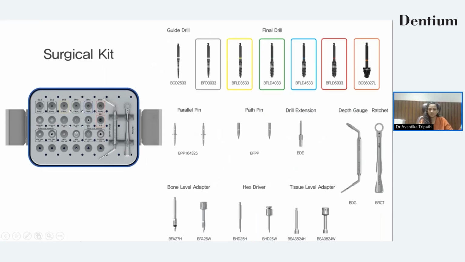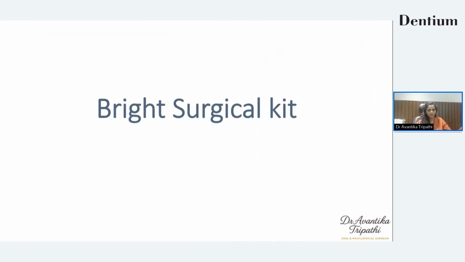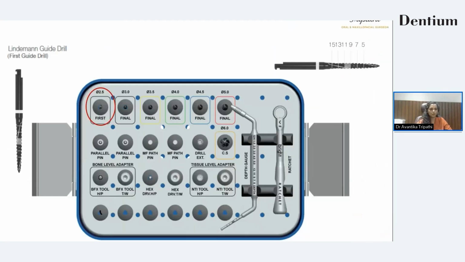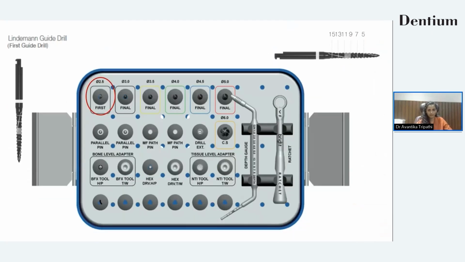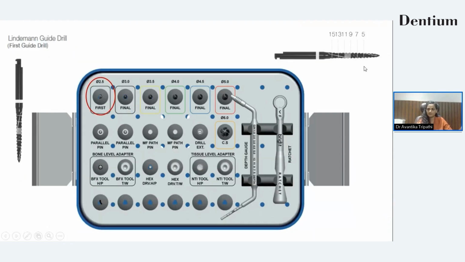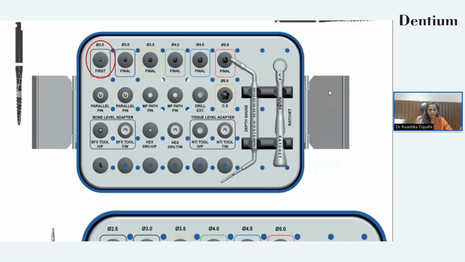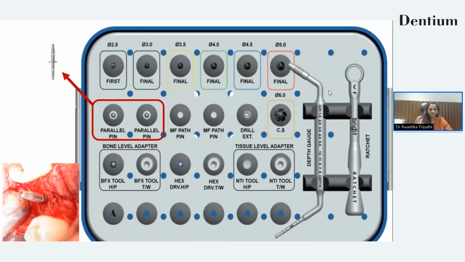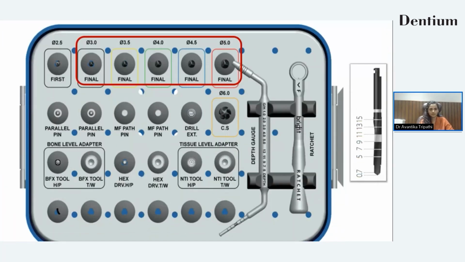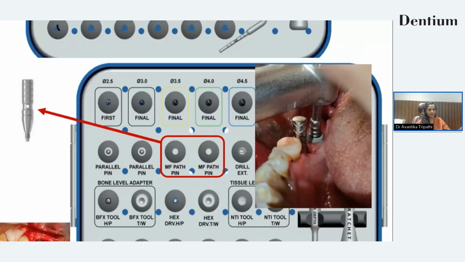This is the surgical kit which we use for placement of bone level and tissue level implants. The components of this kit are a 2.5 mm first guide drill, with markings starting from 5, 7, 9, 11, 13 and 15. This is the parallel pin. After the initial drill, we put the parallel pin to check the parallelism. After that, there are the final drills, which are 3, 3.5, 4, 4.5 and 5.